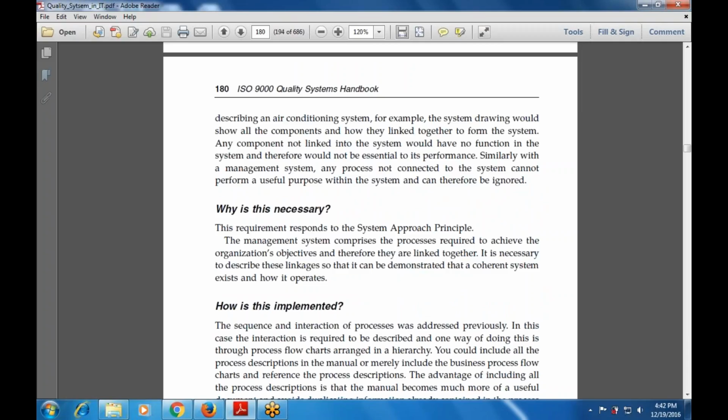Yes, this also shows how to operate. That's why it is a process approach principle. The processing is also given, and processing is also operated.